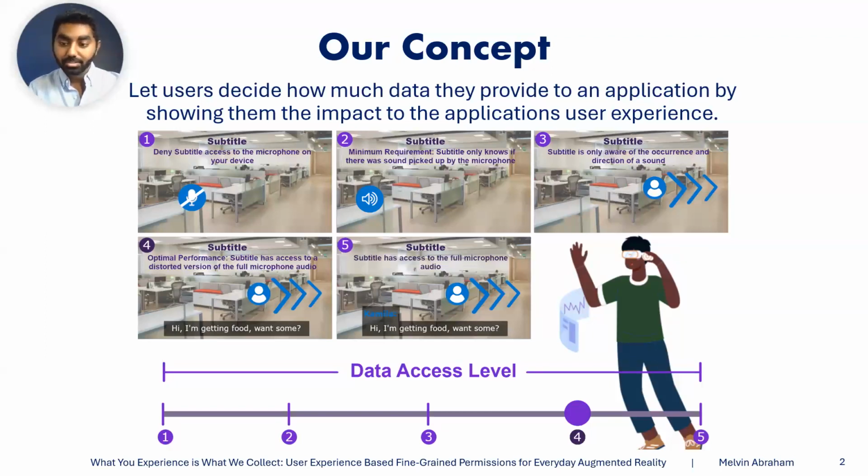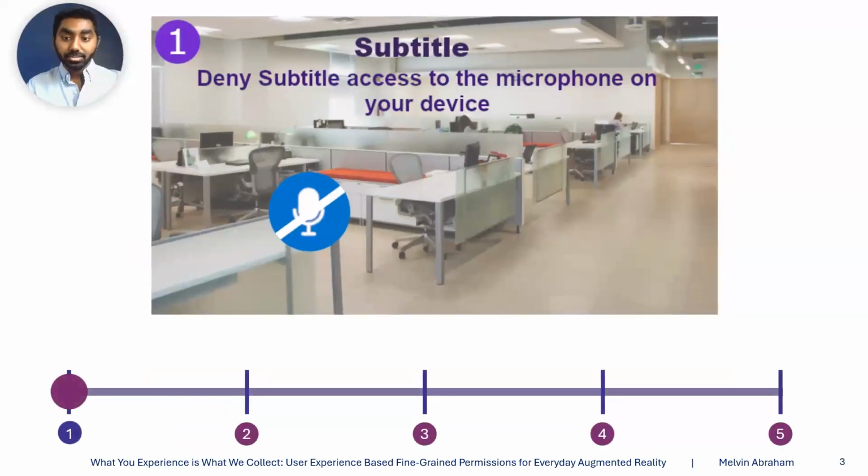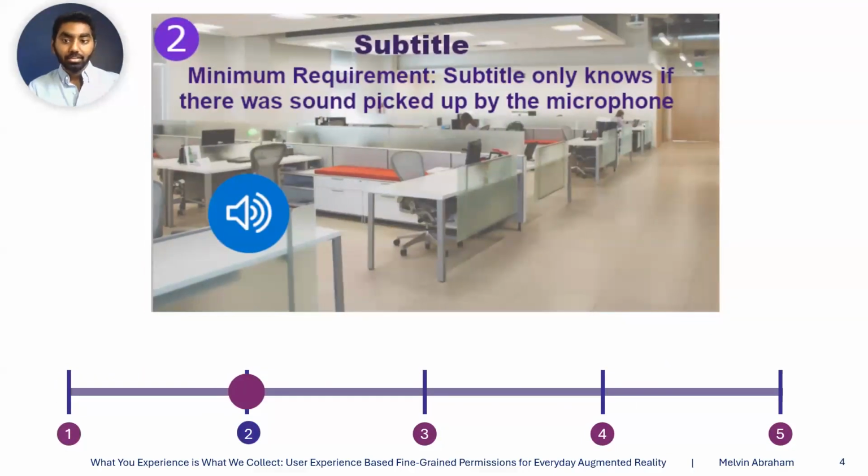So the application the user is trying to run is an app called Subtitle. It's an app that provides situational awareness for AR users. So as you see, the first level here is denying Subtitle access to your microphone, and then correspondingly, the application doesn't do much. The second level, as you can see, is the minimum requirement for the application to work. The app can only tell you if sound was picked up or not by the microphone, as you can see by the symbol on this screen presenting if sound was present or not.